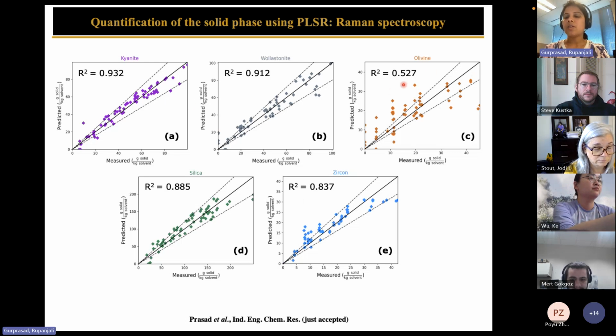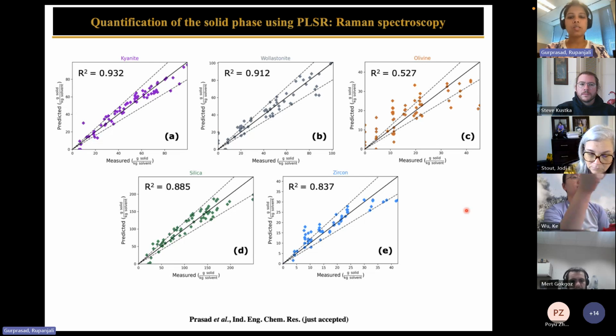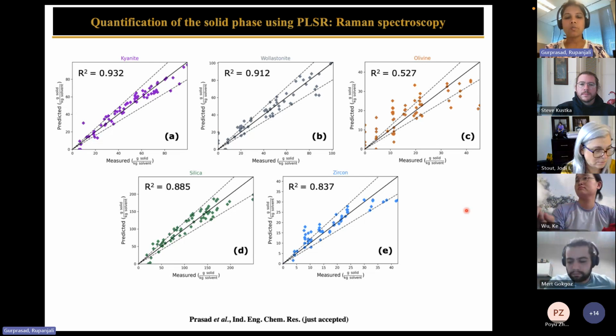One of the lower predictions is what we're getting on olivine, which is magnesium sulfate, and the predictions seem to be all over the place. One of the reasons is probably that the amount of olivine we used in our training and testing data was not that high. And the second thing is that olivine's feature in Raman is not very prominent. So both of those reasons coupled together could lead to a poor quantification of olivine.